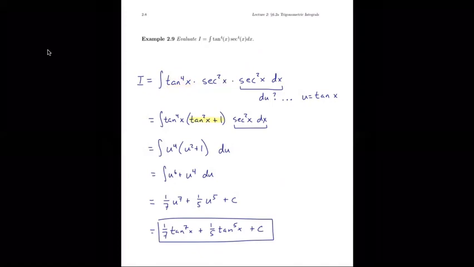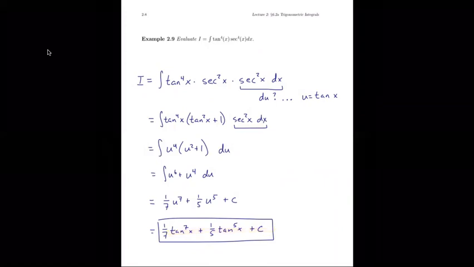Now, u is equal to tangent of x. So each of these tangents is replaced with a u to their respective powers. dx, or du in this case, is secant squared x dx. So this is swapped for this. And we're off and running again with another power rule antiderivative. And in the bottom, we have 1/7 tangent to the 7th x plus 1/5 tangent to the 5th x. Of course, there's some details in the middle, but that's just power rule, antiderivative, and backing out of our substitution.